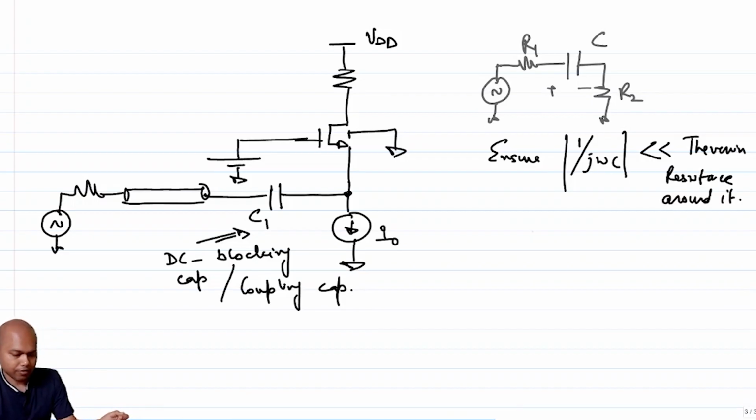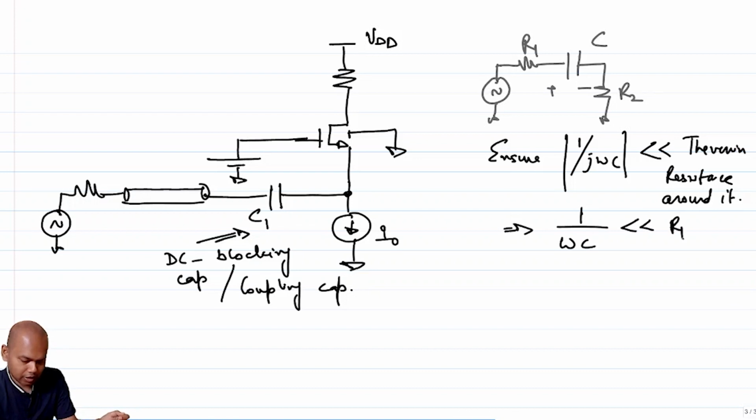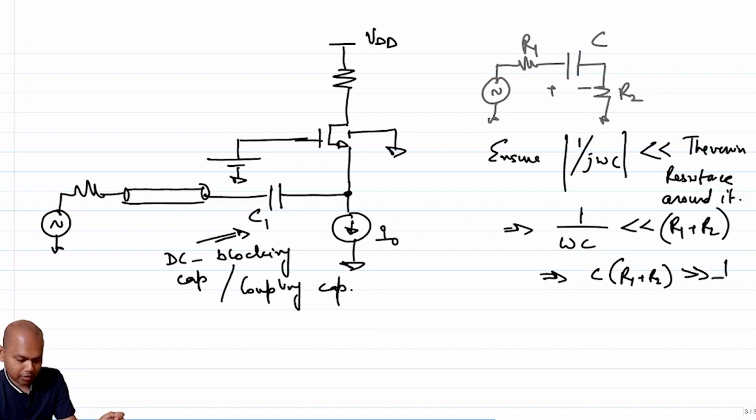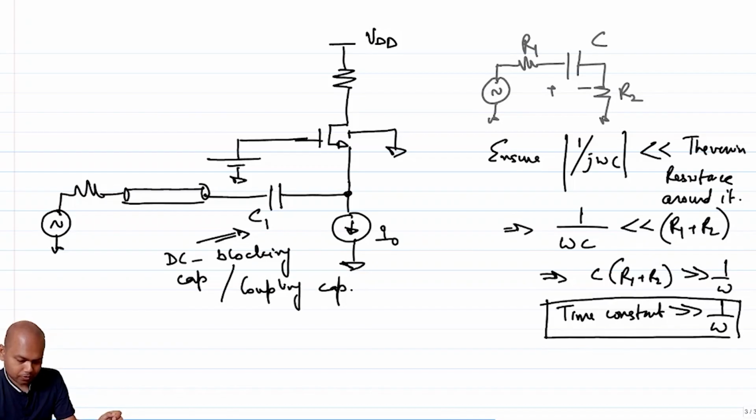So another way of expressing the same thing, let me just complete this, then I will talk about the other way. What I am essentially saying is that 1 over omega c should be much less than r1 plus r2 in this case. So the time constant associated with the capacitor, which is c times r1 plus r2, has to be much greater than 1 over the frequency of interest, right? So in other words, the time constant should be much greater than 1 over omega, right? So that's what we would like to ensure.